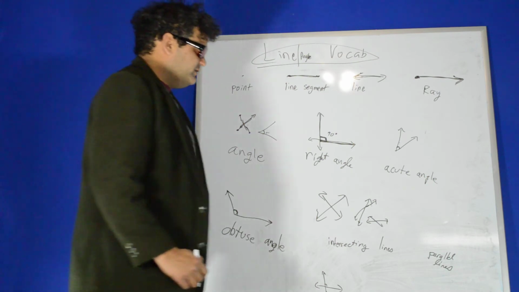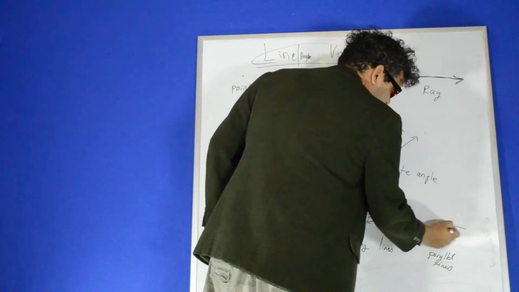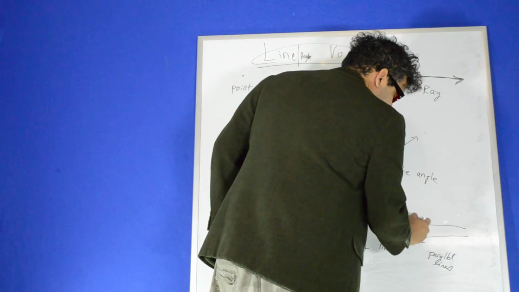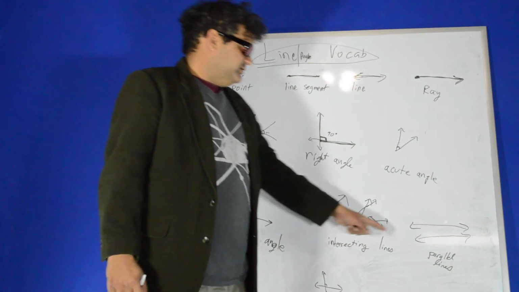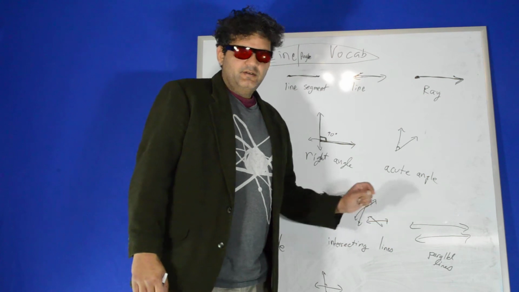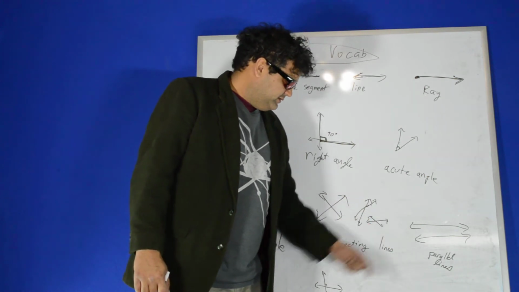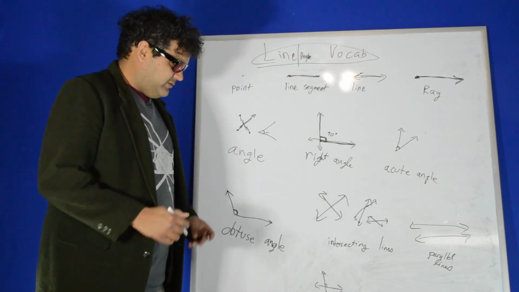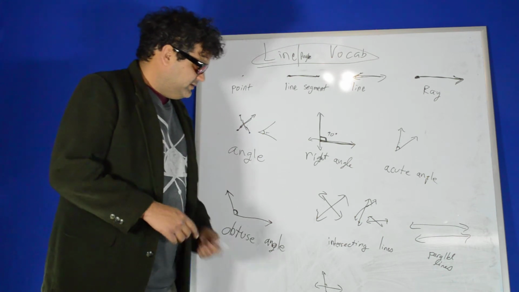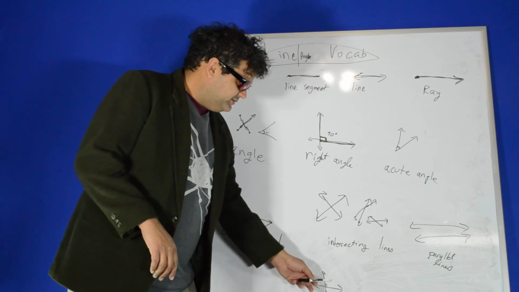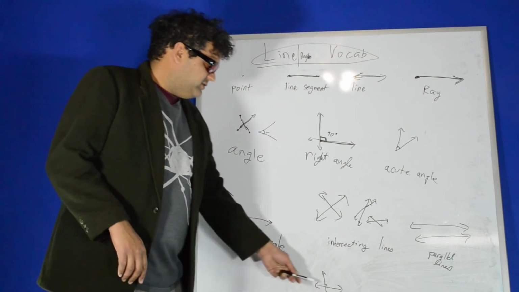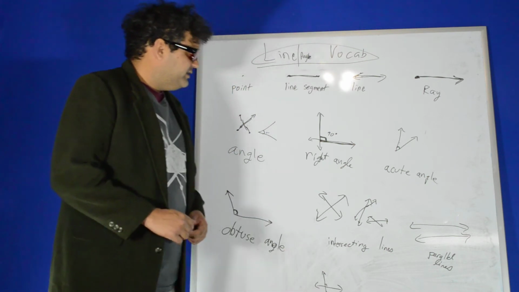Parallel lines are lines that never touch. They go side by side in both directions without ever touching each other. Parallel lines are very interesting. And perpendicular lines make 4 different right angles. They are 90-degree angles. So these are called right angles that perpendicular lines make.